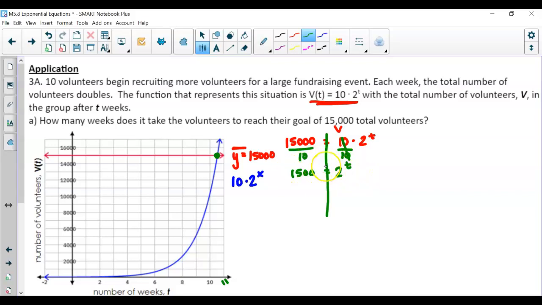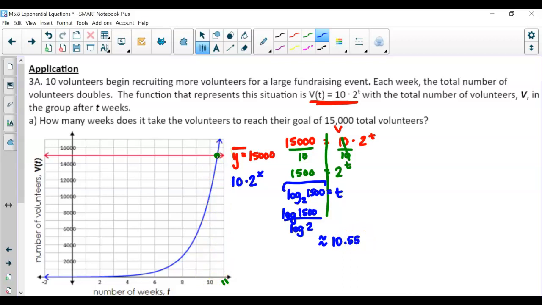Now that the exponent's by itself, what do we do? Write it as a log. So this is log base what? 2. Log base 2 of 1500 is equal to t. So now all we have to do is just change of base. Log 1500 divided by log 2. Now when you put that in the calculator, you get approximately 10.55. So it matches our estimate here when we were looking at that.